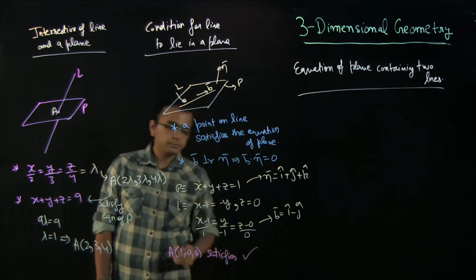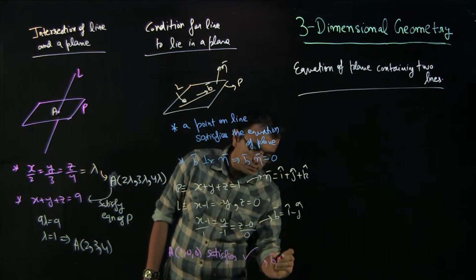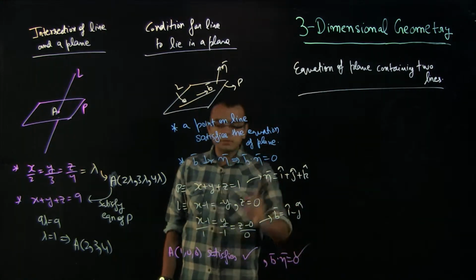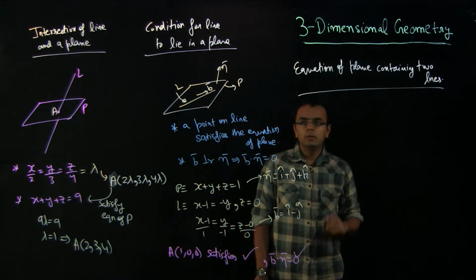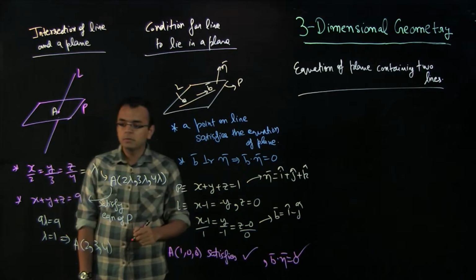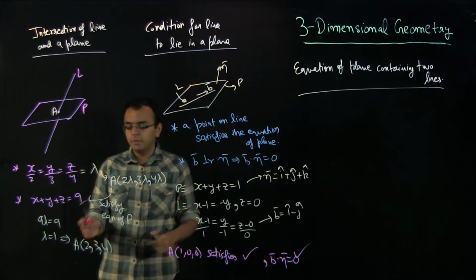That is good. Now B dot n is 0, 1 minus 1. So this also says this line lies on the plane. Okay. Now let us check for this. Can we check for this? If we know that this point satisfies, what is B dot n?